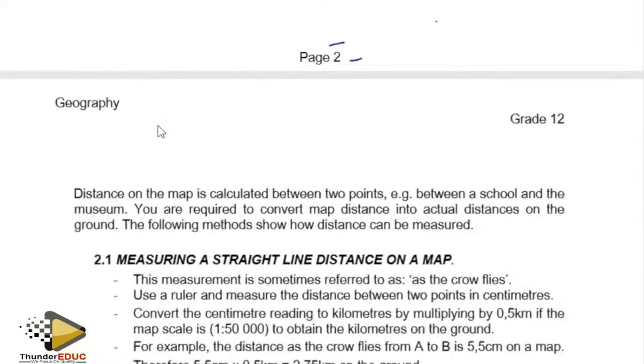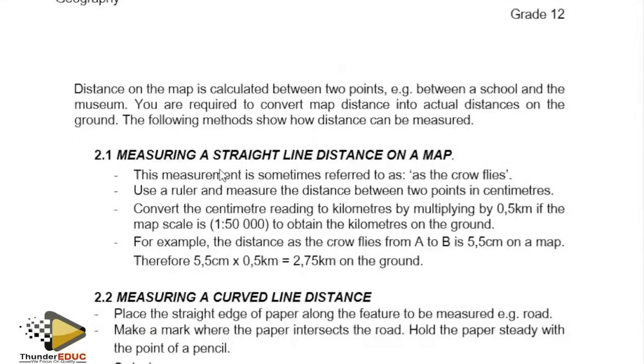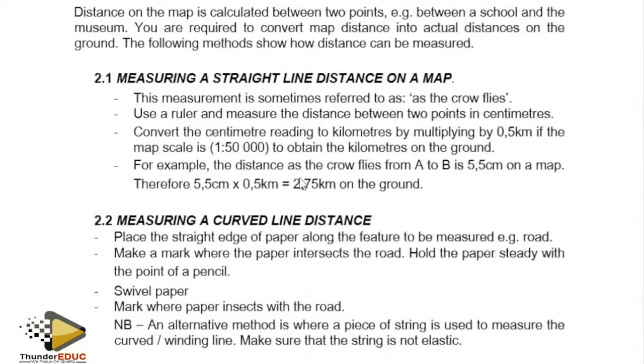Now, calculating distance is the first aspect that I want us to look at. While calculating distance, I want you to know that there are 2 distance calculations that we can look at. We have a straight line distance, and we also have a curved distance or a winding distance. When you talk about a straight line distance, it must be straight. Like you just put a ruler there, you get the distance in centimeters, you do your conversions, and you get your marks quickly.